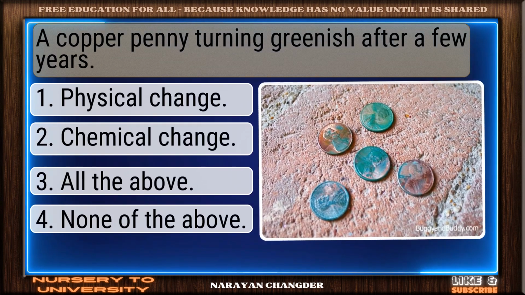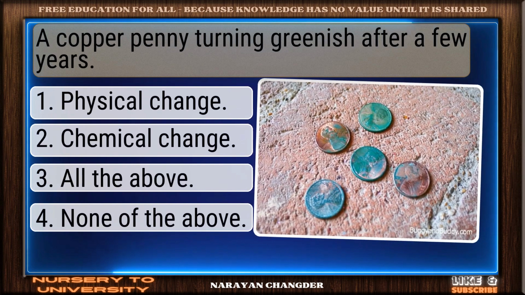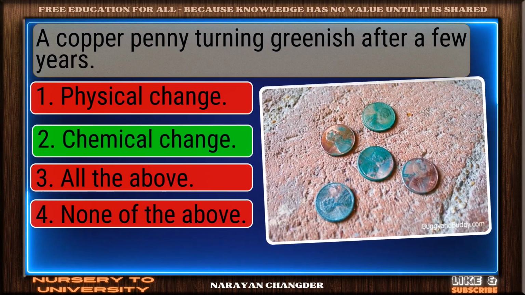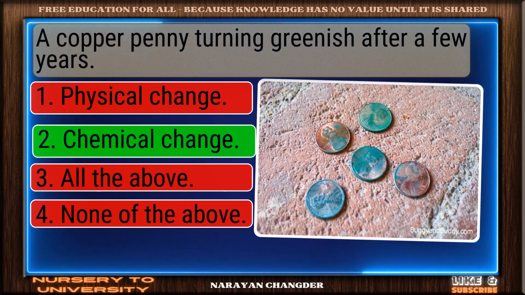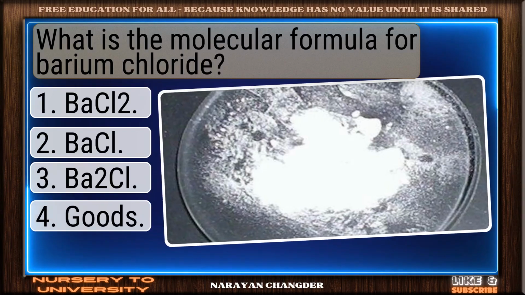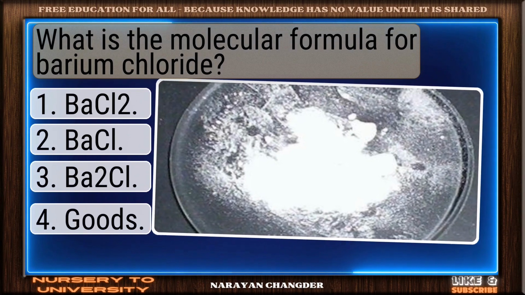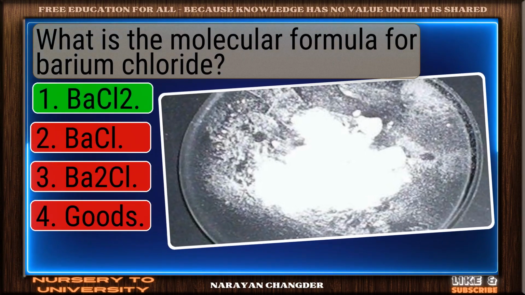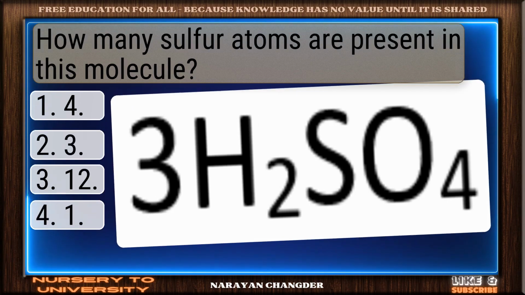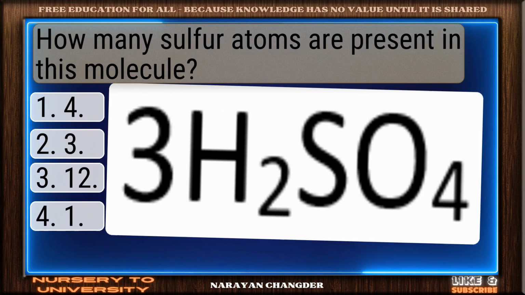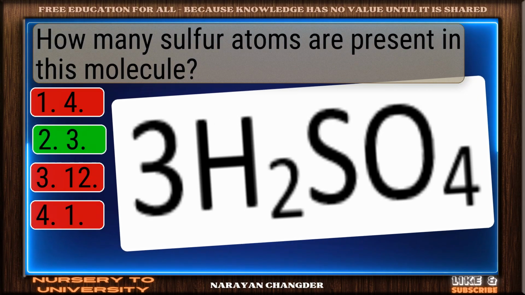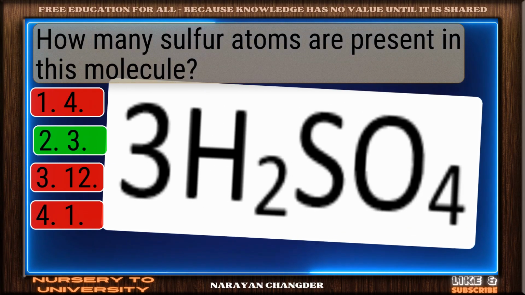A copper penny turning greenish after a few years. Solid response. Chemical change is valid. What is the molecular formula for barium chloride? Exactly, BaCl2 makes sense. How many sulfur atoms are present in this molecule? Excellent. 3 is well reasoned.